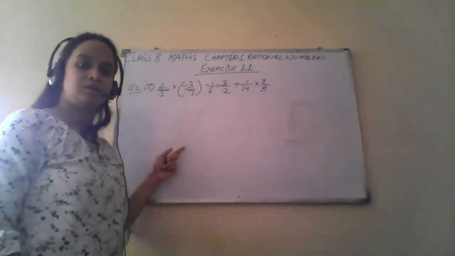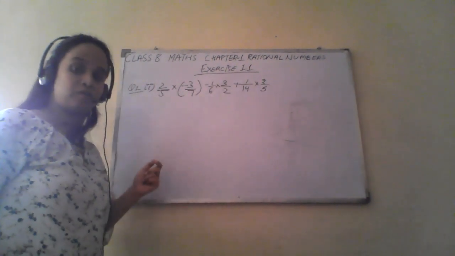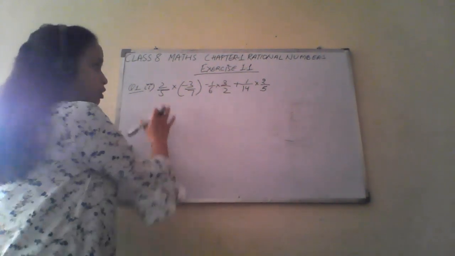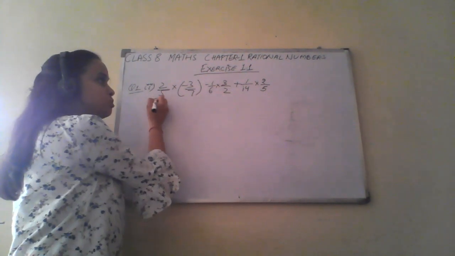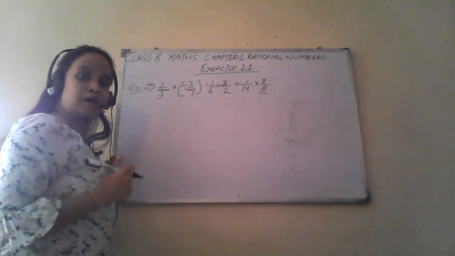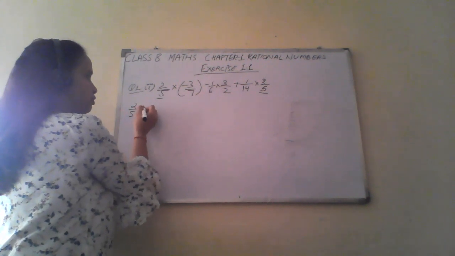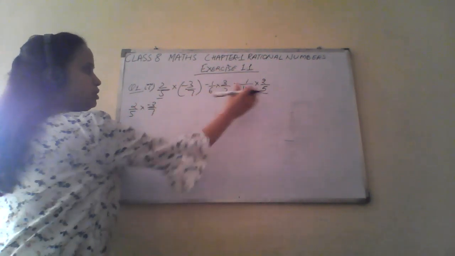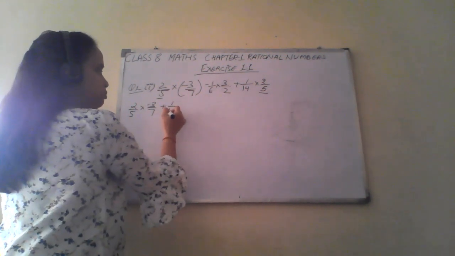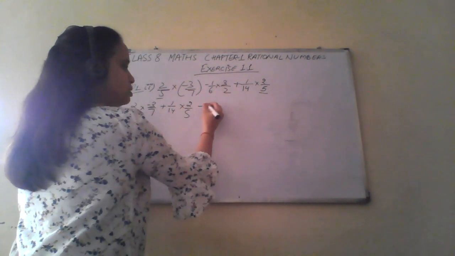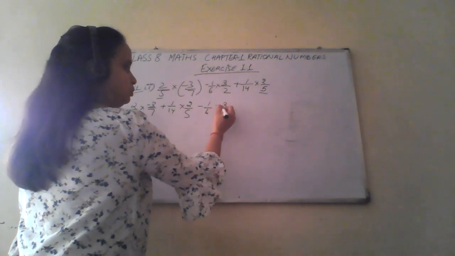So we have to proceed like we did in the previous question. First we have to look at what is common between these two terms. Do you find anything common? Like this 2 by 5, this 2 by 5. So we can group these two terms together. We will write 2 by 5 into minus 3 by 7. This is 1 by 14 into 2 by 5. This term will remain the same.